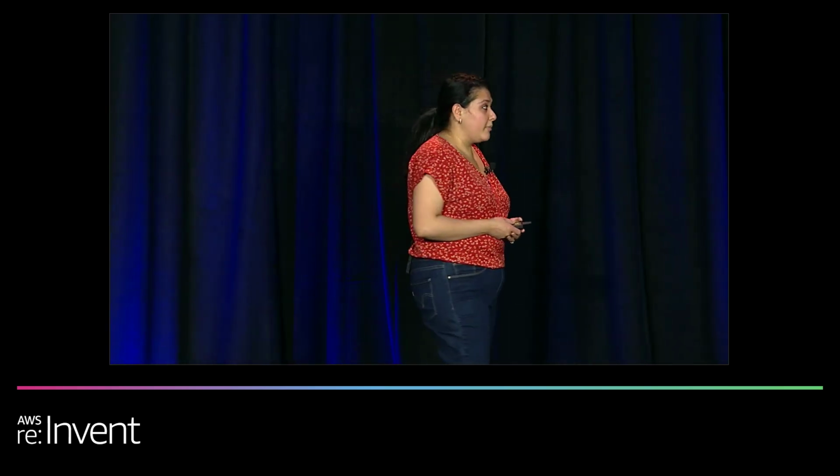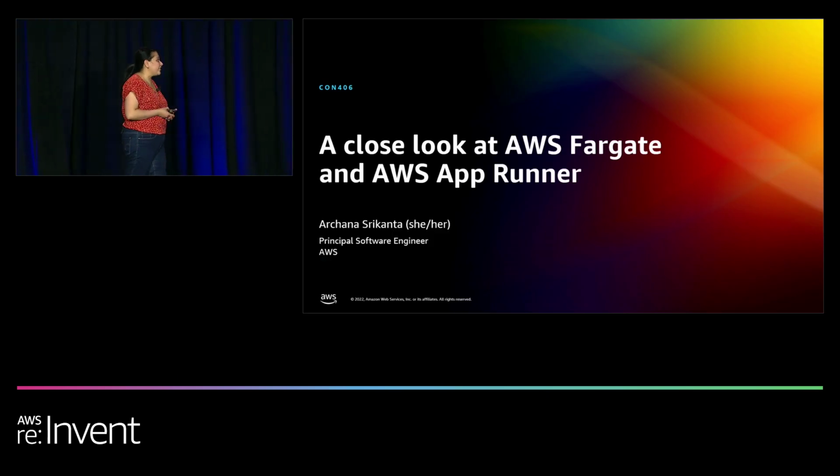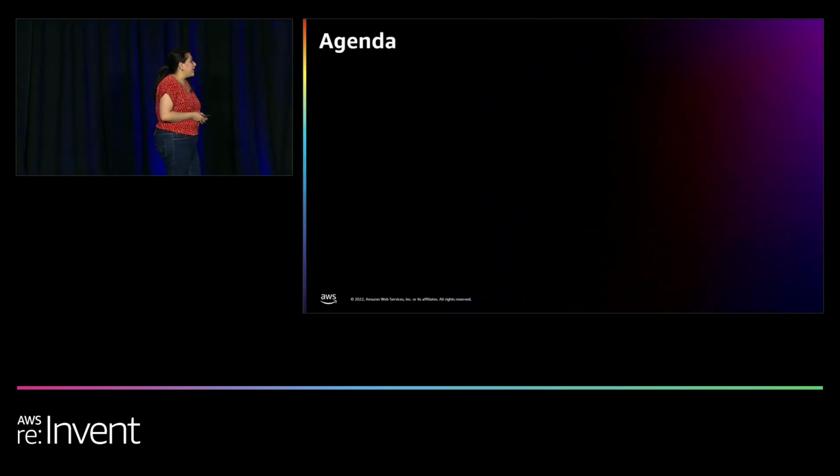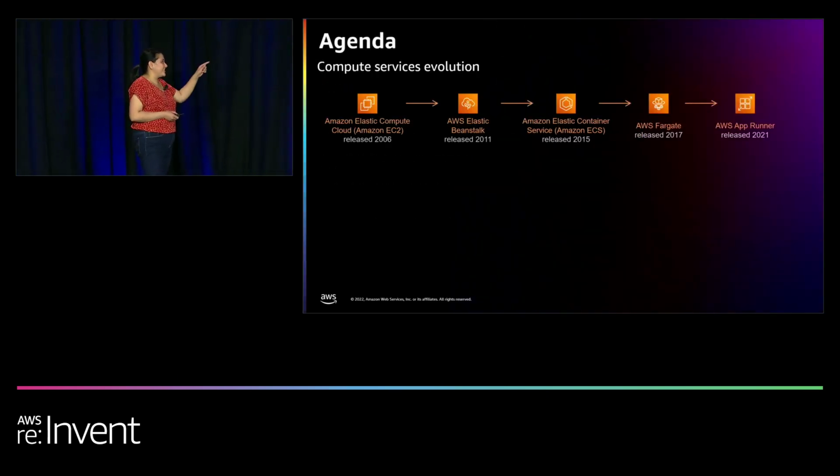My name is Archana Shikanta. I'm a principal engineer at AWS. I've been with AWS for over 11 years now, and a large part of that tenure has been with the Container Services org. So I've actually had the good fortune of working on multiple container services during that tenure. And in fact, I've rotated through all of these services that we're going to talk about today at some point. App Runner and Fargate are especially close to my heart because I was one of the founding engineers, part of the founding team for those services.